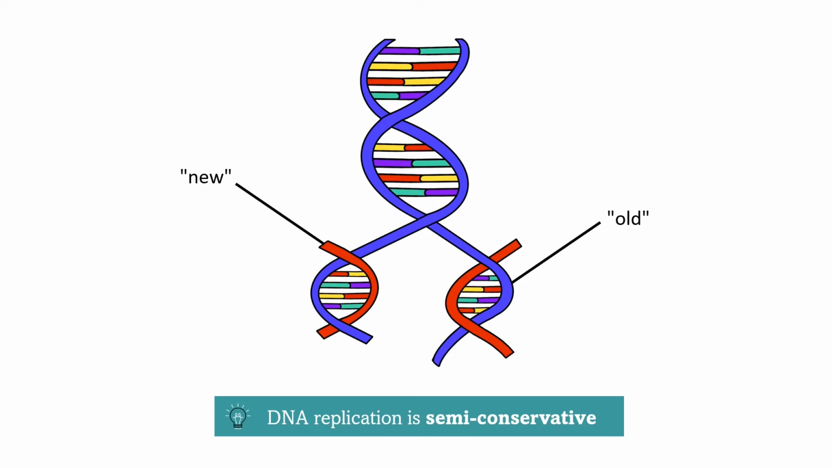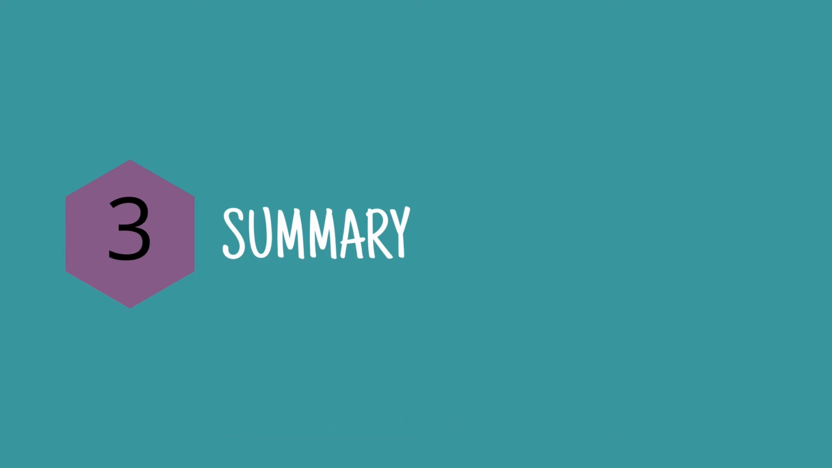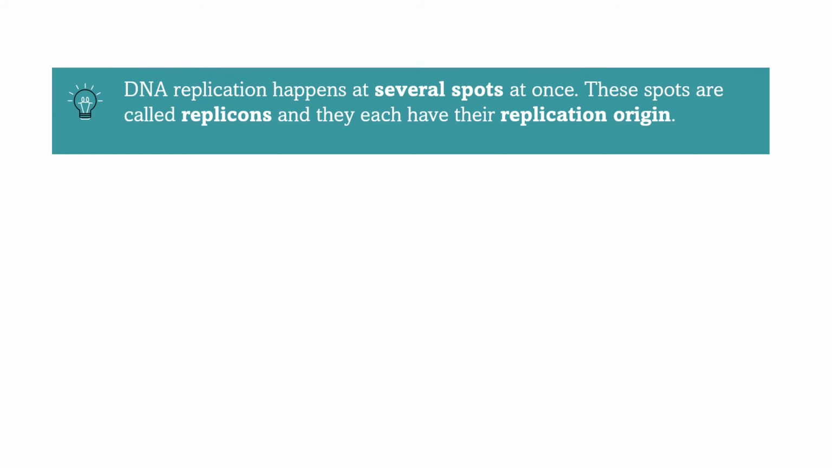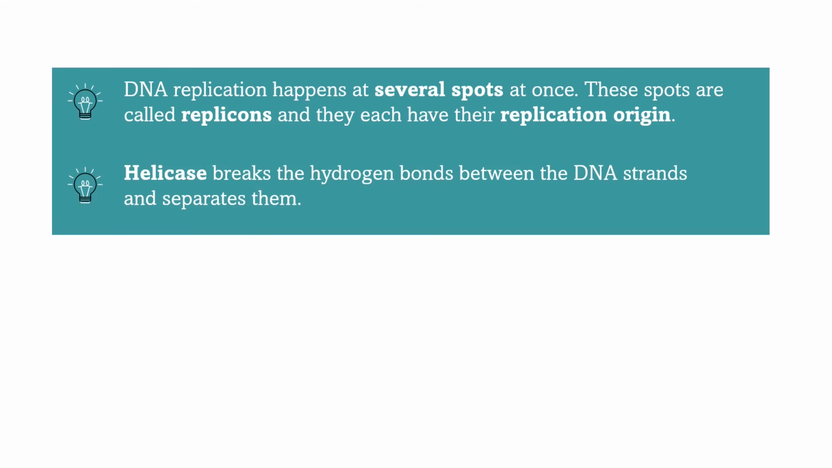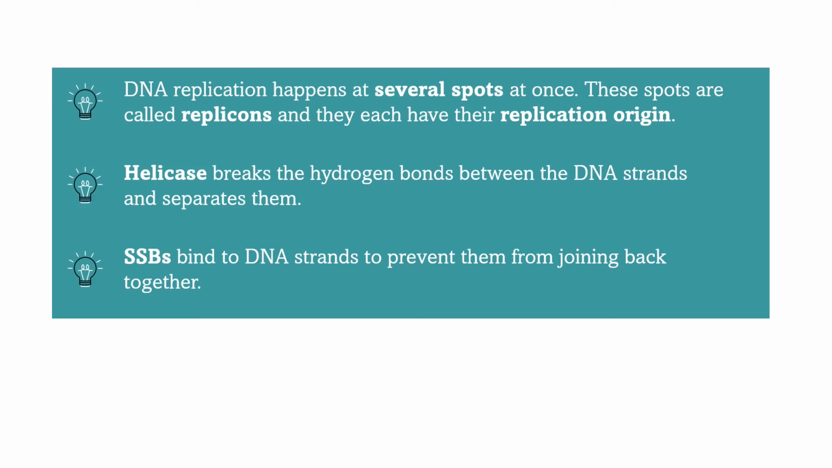Okay, so now we'll summarize what we've learned today. First, we said that DNA replication happens at several spots at once, and that these spots are called replicons, and they each have a replication origin. Then we looked at the process in detail and said that it starts by helicase that breaks the hydrogen bonds between the two DNA strands and separates them. Then SSBs bind to the strands to prevent them from joining back together.